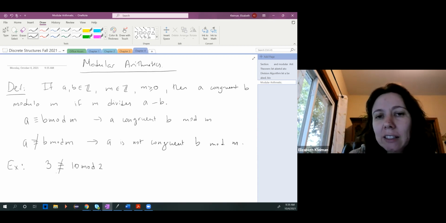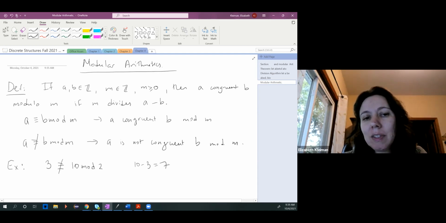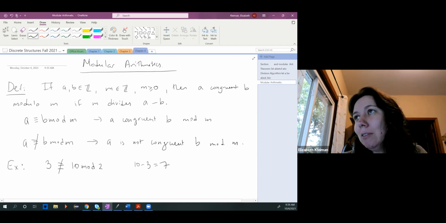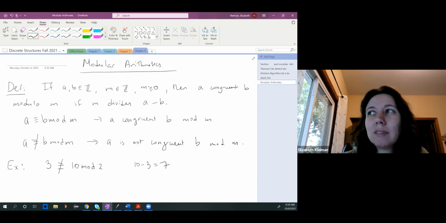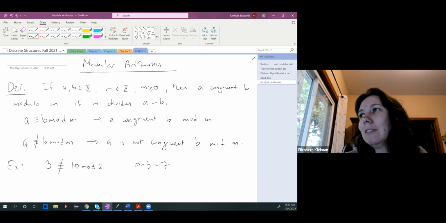Now let's check how this comes to our definition. Let's look at A minus B. This is 7. Does 2 divide 7? The answer is no, correct? 2 does not divide 7. So this is totally fine.